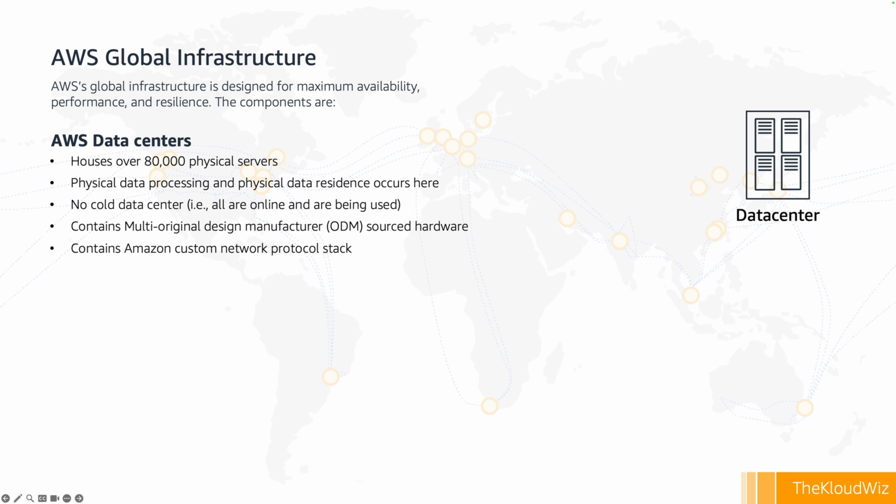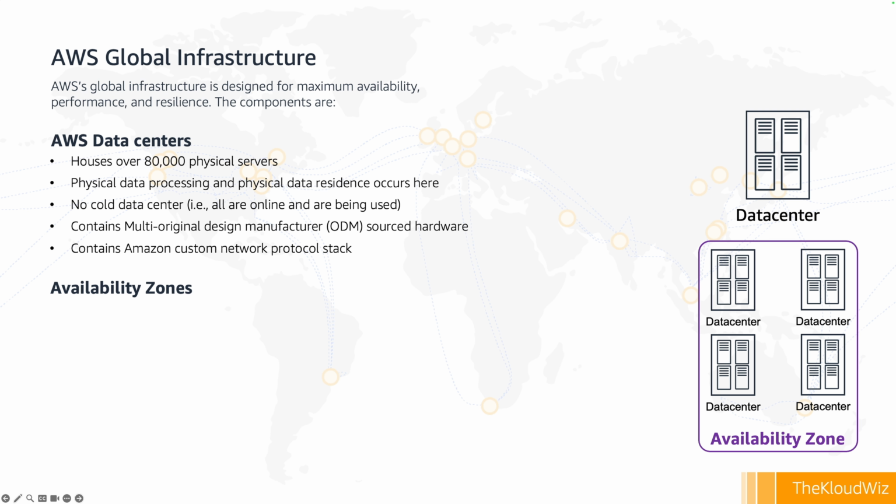The data center also contains Amazon's own network protocol stack. This is the actual foundation of the entire AWS infrastructure. This is where all the hardware is hosted. On top of it are logical isolations that we are going to look at. And the first one is the availability zone. The availability zone is basically a logical mapping or combination of one or more data centers.